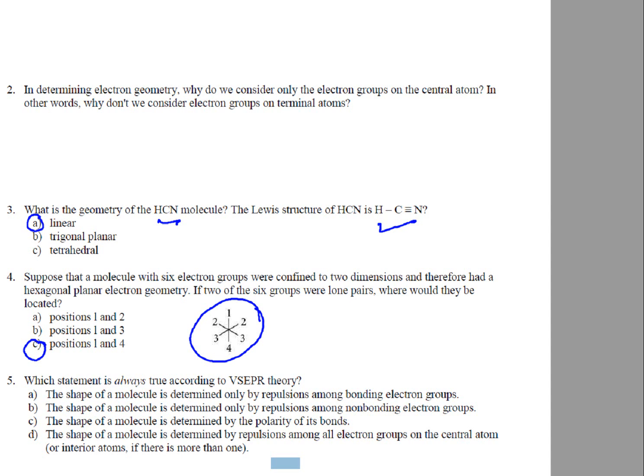Question 5. Which statement is always true according to VSEPR? You can see that according to VSEPR, the geometry of the molecule is mainly determined by the repulsion between all the electron groups around the central atom. You should mention the central atom in your answer.